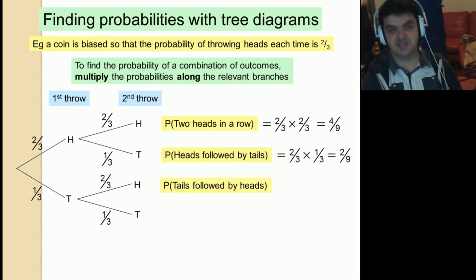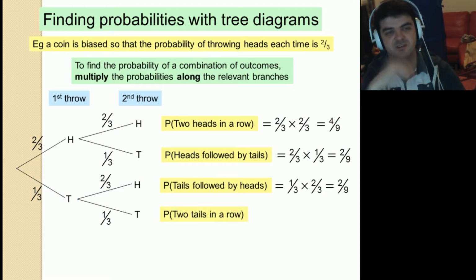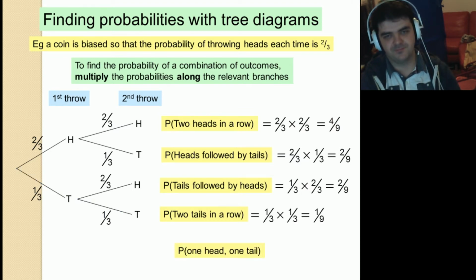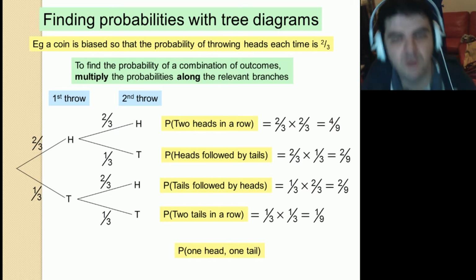Similarly, a tails followed by a heads is a third times 2/3. It's 2/9. And the probability of 2 tails is a tails and a tails. It's a third times a third. It's 1/9.